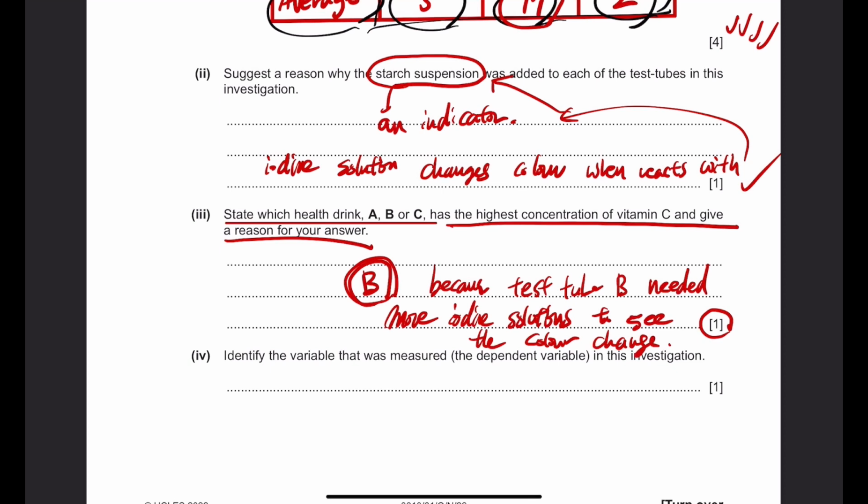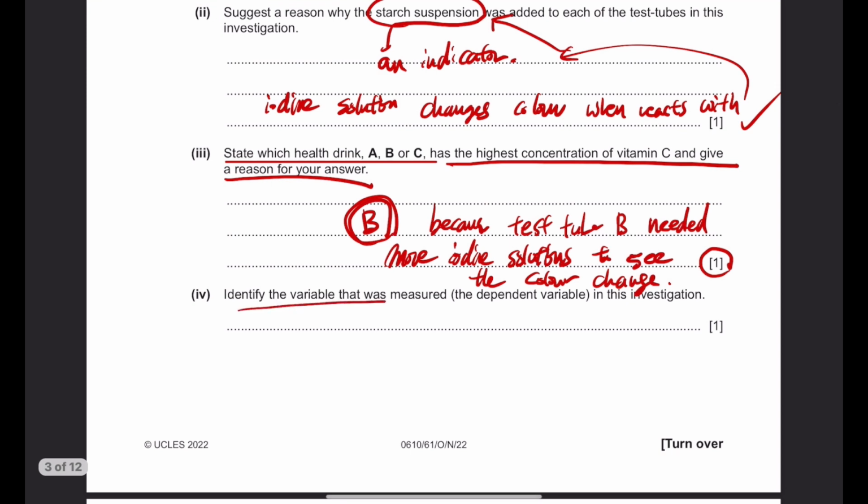Number 4, identify the variable that was measured. So the dependent variable is the thing that you're measuring, the thing that is changing. And the independent variable is something that you change, or that the experimenter changes. So in this case, it's the number of drops of iodine solution.